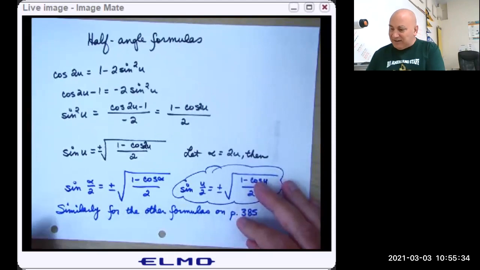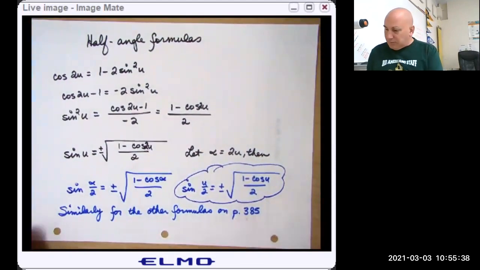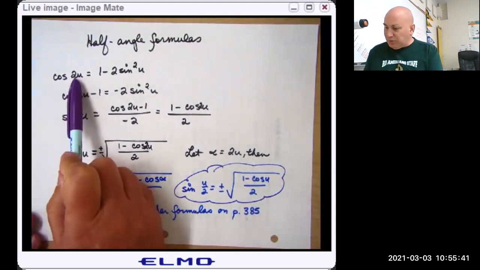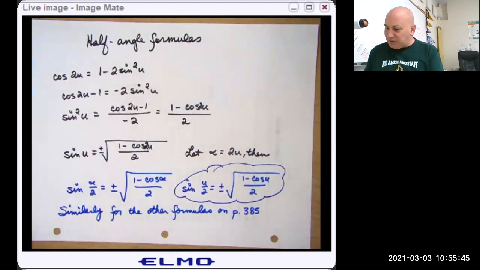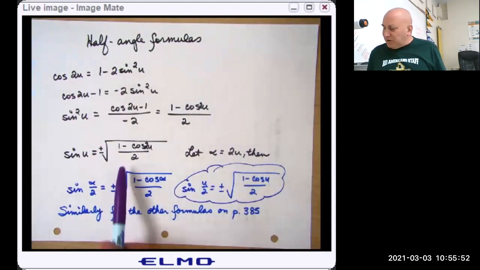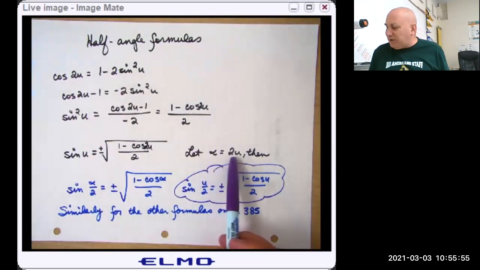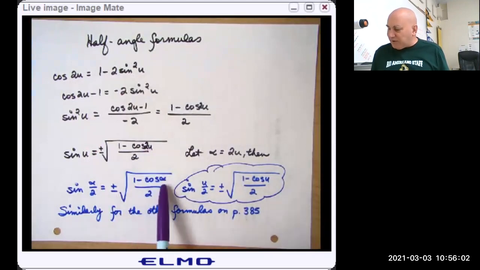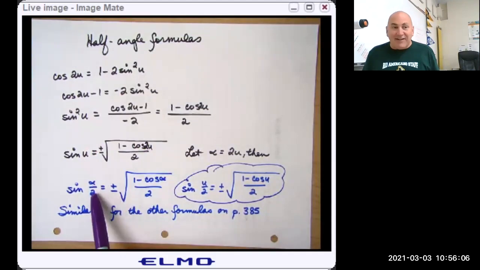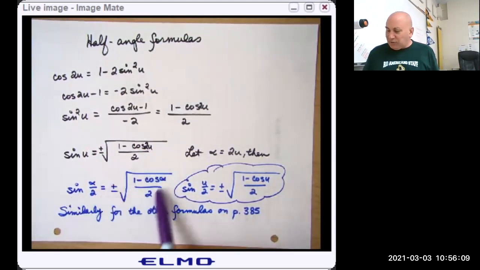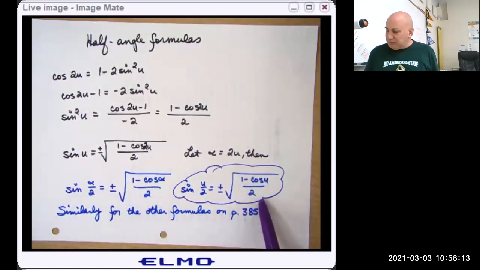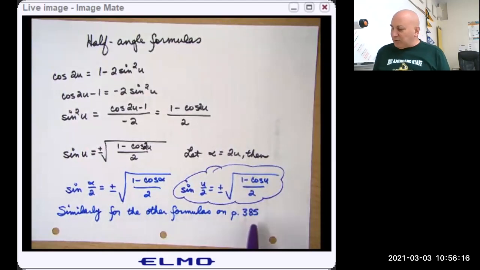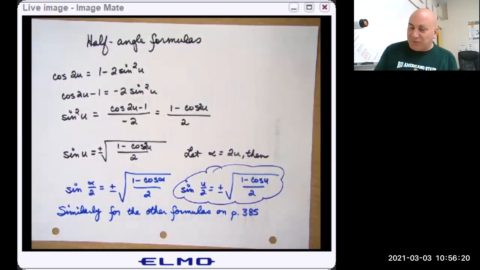And here are the half angle identities. Note if we have cosine of 2u, that's 1 minus 2 sine squared of u. We just derived that through some algebra. We can get down to this equation. So then we just make a substitution. Let's let alpha be 2u. So u is alpha over 2, and 2u is just alpha. So if you want to take an angle, take half of it, and then take the sine, here's the formula you use. And similarly, for the other half angle formulas, see page 385 of our current textbook.